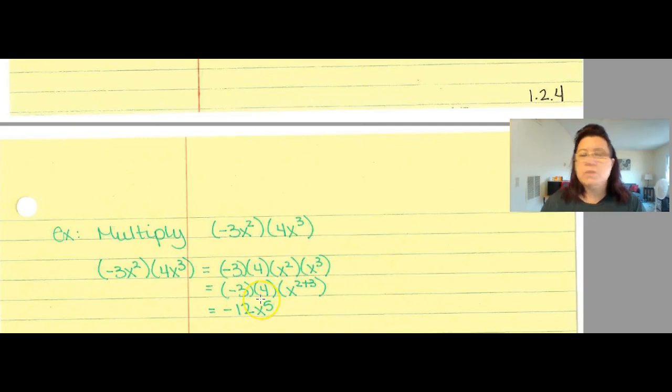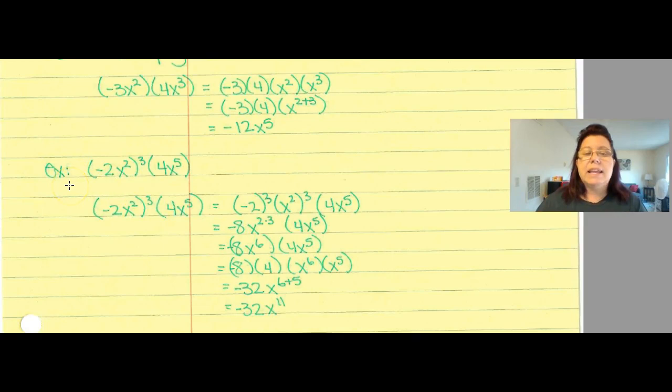Now the negative 3 times 4 isn't the hard part. We do need to remember our exponent rules, our properties for exponents, when we have x squared times x cubed. X squared times x cubed means I add the exponents. So my result is going to be negative 12x to the fifth.